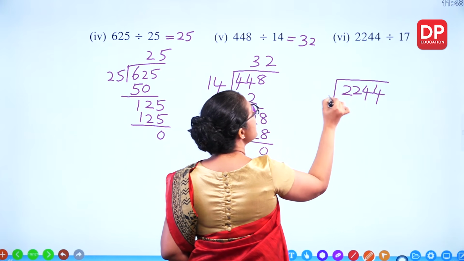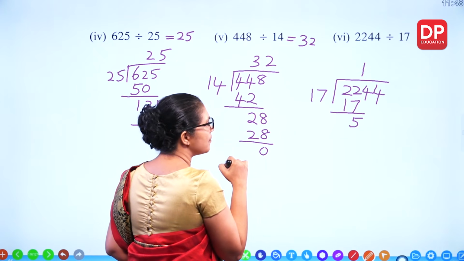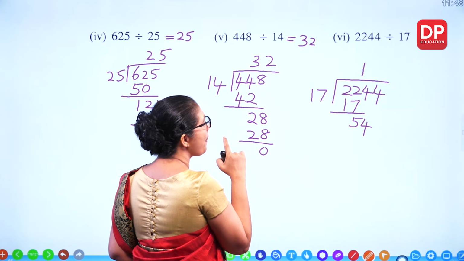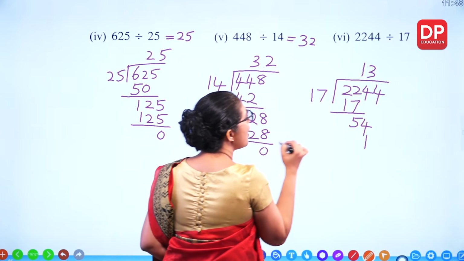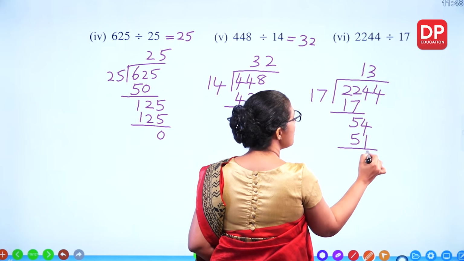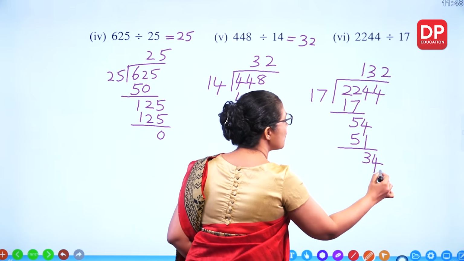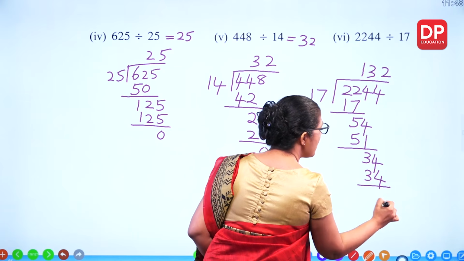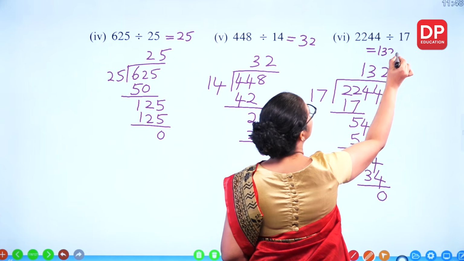2244 divided by 17. 17 times 1, 17. Remainder is 5. Then for 54, you can take 3. 3 times 7, 21. 2 remaining. 3 times 1, 3 plus 2, 5. Now the remainder is 3. For 34, that's 2. 2 times 7, 14. 1 remaining. 2 times 1, 2 plus 1, 3. So the remainder is 0. So what's the answer? 132.